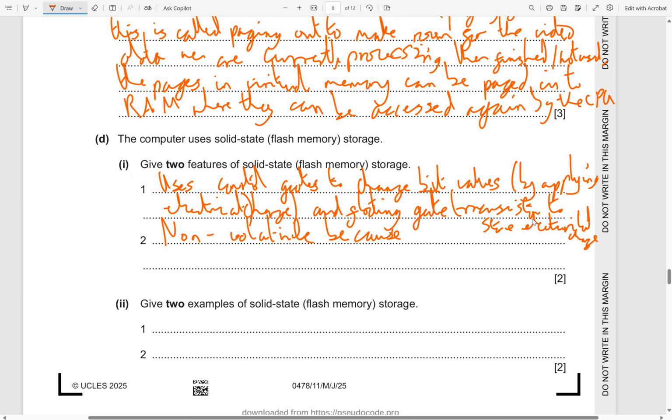So let's say non-volatile because charge is trapped between insulators inside the floating gate.